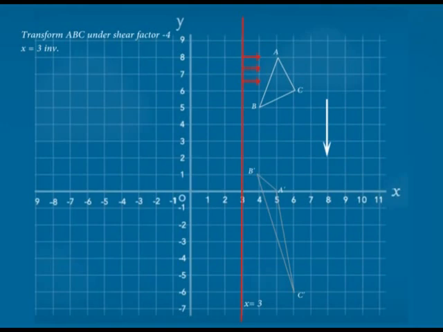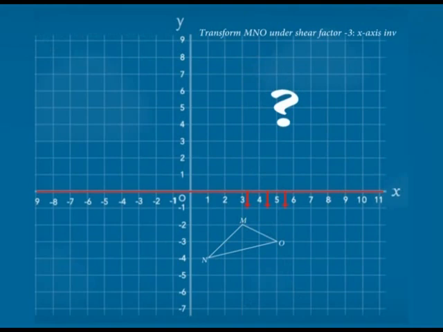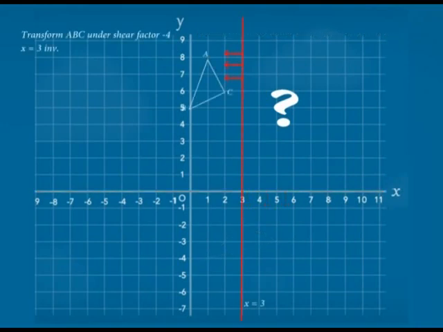Suppose now the figures were below or behind the invariant lines. What would happen if this triangle MNO was below the x-axis, which is the invariant line? Or this triangle ABC was behind the line x equals 3. In these cases, we take the perpendicular distance to be negative. We then proceed to multiply with the shear factor and get the displacement.